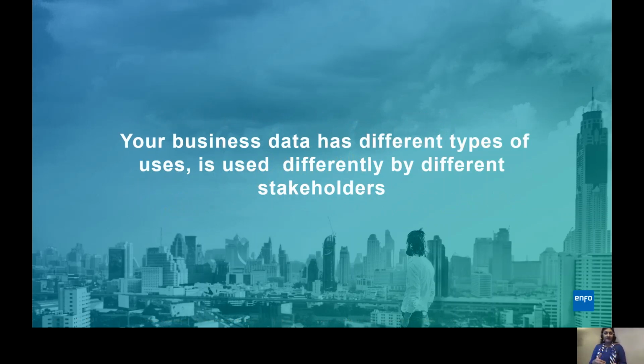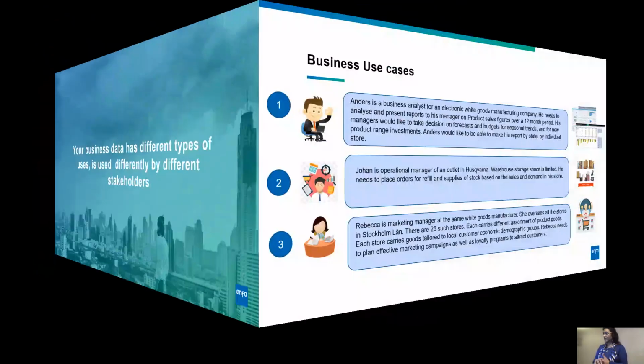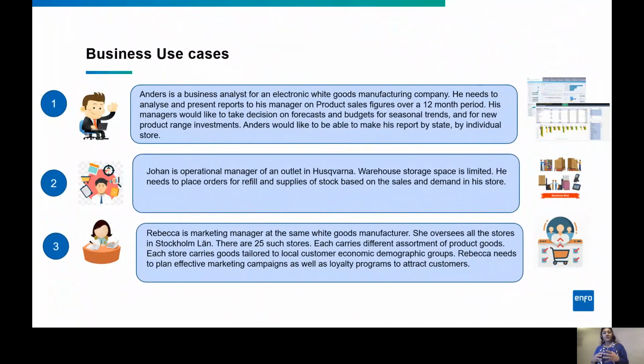If you take your business data, your point of sales data, inventory data, customer data, your products and goods data, all of them are different kinds of data. They are created and captured in different applications and systems. You have different targeted business groups who would be using combinations of this data, but for different purposes. Now let's take a look at a few typical use case scenarios. Let's assume that we take an example of a products manufacturing or retail industry. We have different kinds of business personas. Anders is a business analyst.